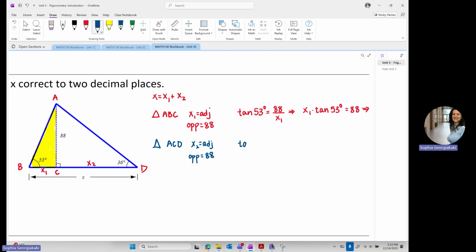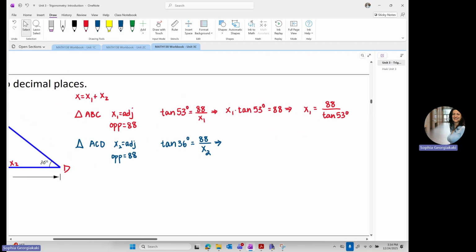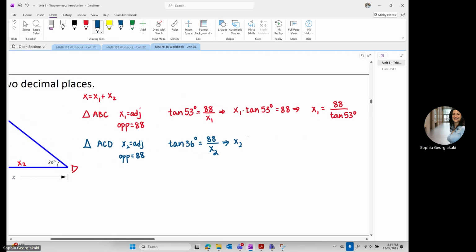So the tangent of 36 degrees will be the opposite, 88, over the adjacent x2, and I will multiply by x2. And then I will divide by the tangent of 36. So x2 will be 88 divided by the tangent of 36 degrees.